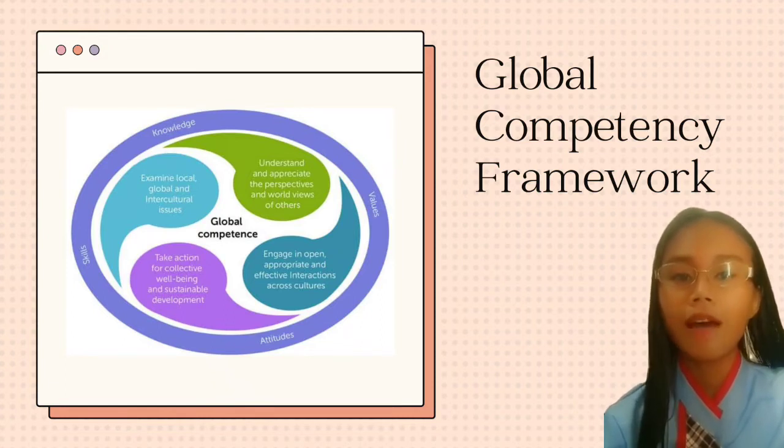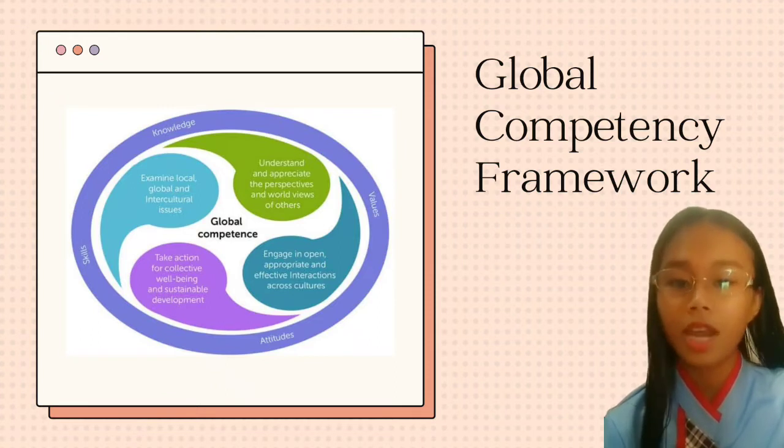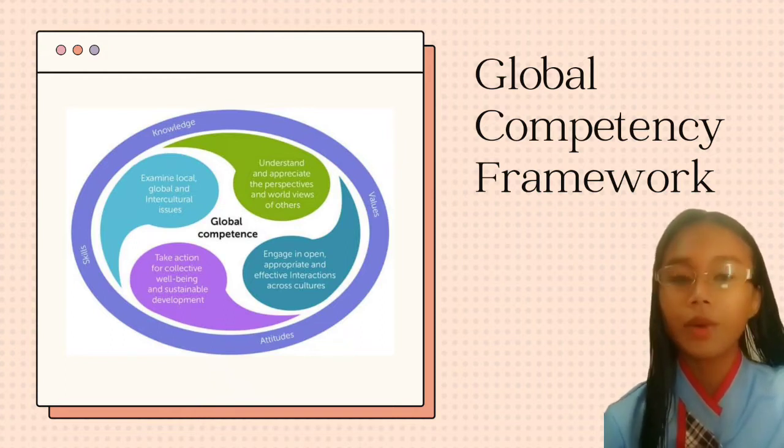So after having the knowledge about the issues around us, we should start to understand and appreciate others. Next is the attitude, which is to engage in open, appropriate, and effective interactions across cultures. So having a good attitude can lead us to understand, accept, and appreciate the ideas and perspectives of others and their worldviews.